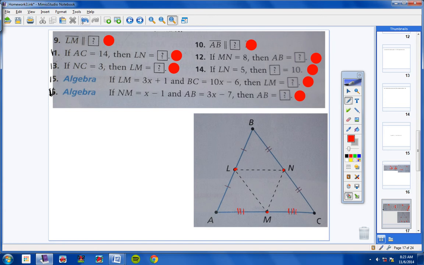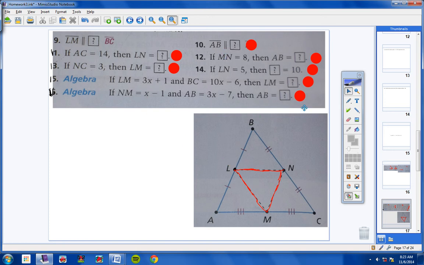So guys, what we have then is we have mid-segments. This is a mid-segment. This here is a mid-segment. And this is a mid-segment here. So please don't forget that, okay? So here we go. LM is parallel to what segment? Well, guys, look, this is a mid-segment. Then we know it's parallel to the third side. So LM is parallel to BC.